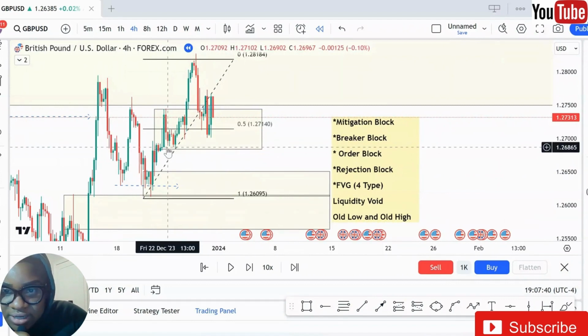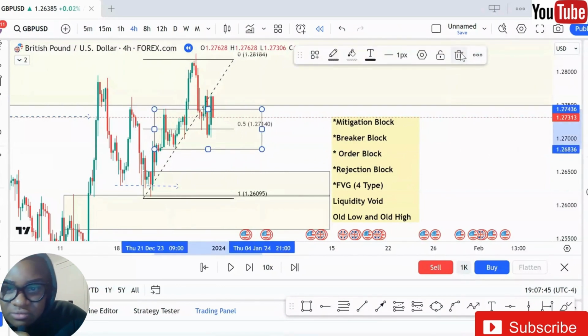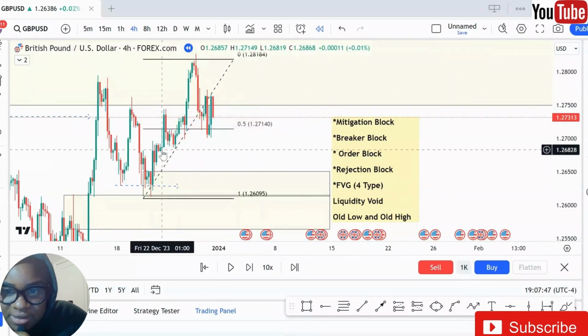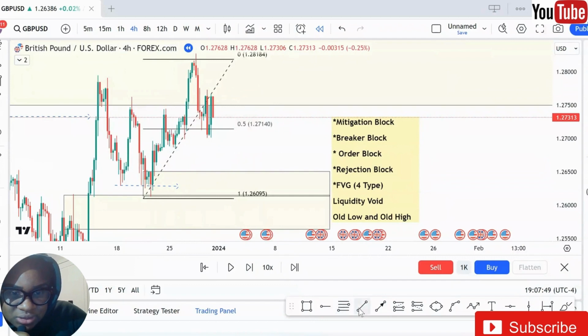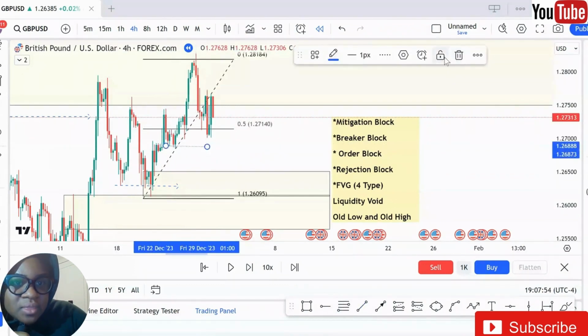Old lows and old highs. This is a form of liquidity. I marked that zone wrongly. That's a form of liquidity. But let's see. The market might take this area as an inducement. The market might take this whole zone as an inducement.